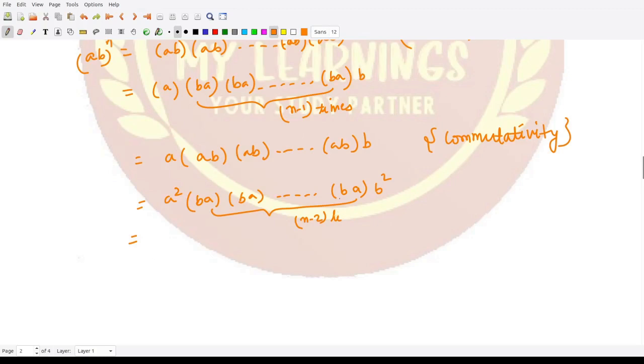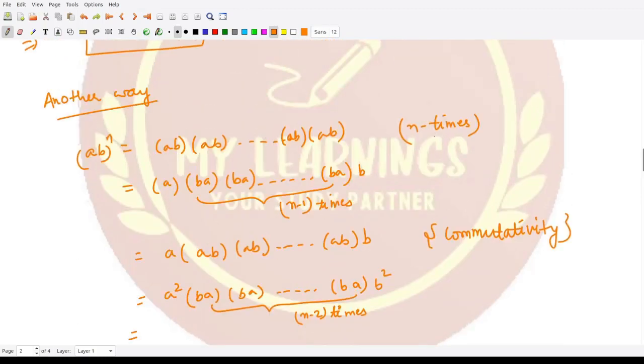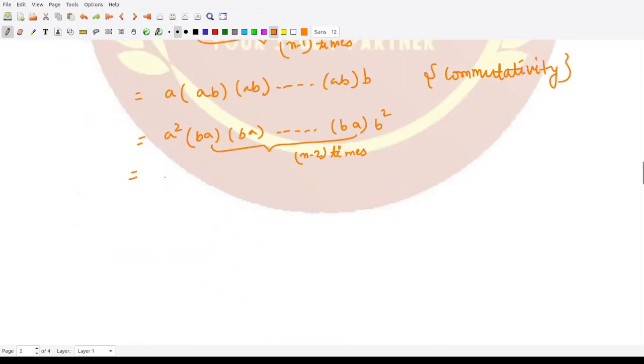So you see, in total you are having what power? 2 plus n minus 2. So in total you are having n power. Here we have 1 power, so it is n minus 1. So here you only have n times, right? So the total power will remain the same, that is n. So if we continue in this manner, let me show you one more step here, so that it would be equal to a square ab and so on, ab into b square, and this is how many times? N minus 2 times, correct?